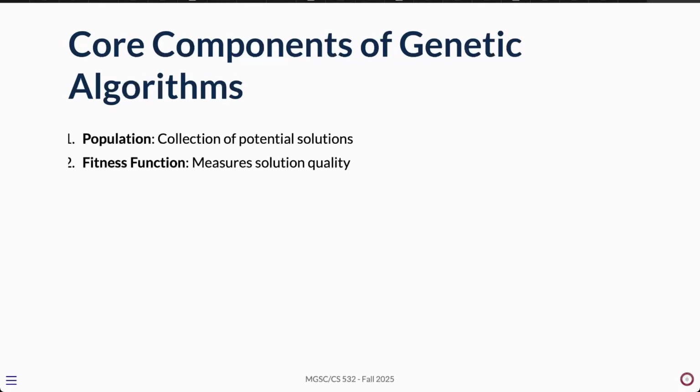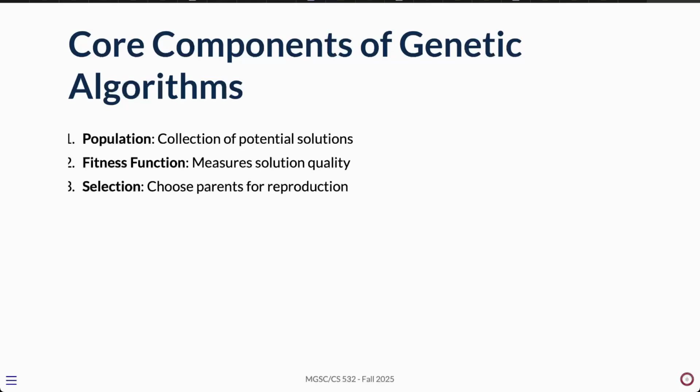The second component of genetic algorithms is the fitness function, which measures solution quality. This is analogous to environmental pressure in nature. Just as environmental factors determine whether animals are more or less likely to survive, the fitness function will determine which solutions are more likely to be selected for reproduction. It's really important that you carefully design this fitness function to make sure that it captures what we really want to optimize.